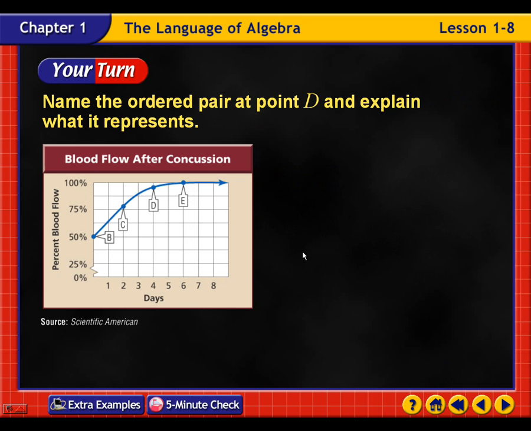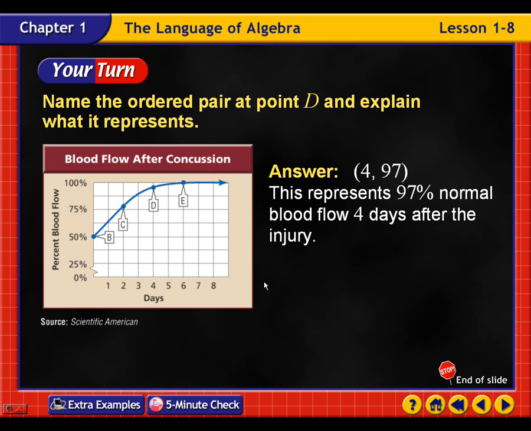Now we want to name the ordered pair at point D. This one's not quite so perfect. It would be sort of a guess here, but it looks like it's to the right 4 units and up, I don't know, 97 units. So that represents 97% blood flow after 4 days of the injury. So you kind of get an idea that we can read the independent value down below and then find where it corresponds to the dependent value on the side and get a picture painted of what this graph is telling us.